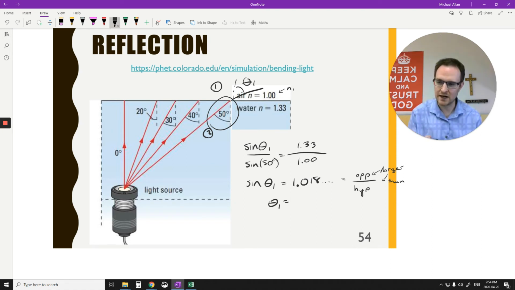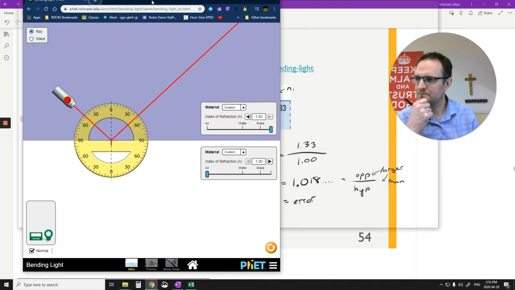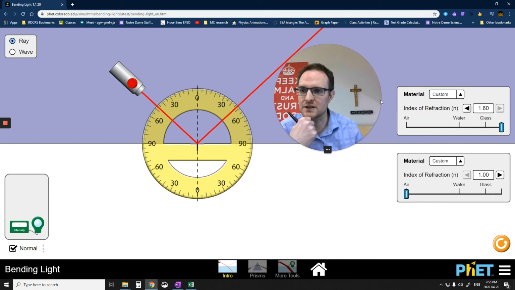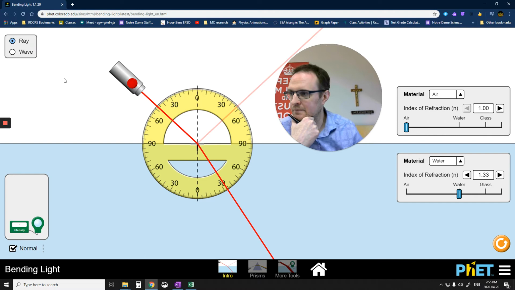But it can't be greater than 1. So this would give me an error. And when you get an error, you get that total internal reflection. Now, you notice that we had to do it this way, from light to air, from a more dense to less dense. If I tried to go the other way, I'll never get total internal reflection. So that's from air to water, okay?